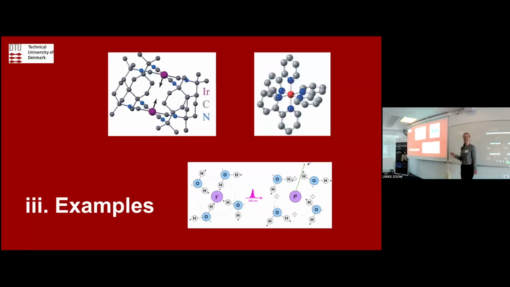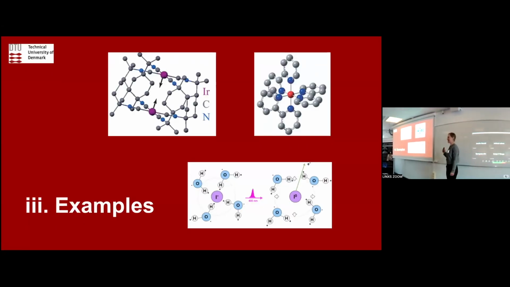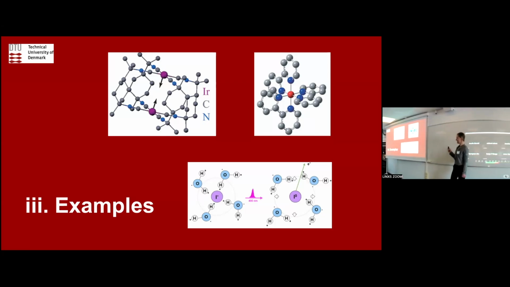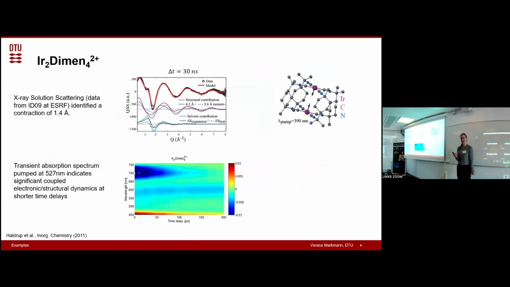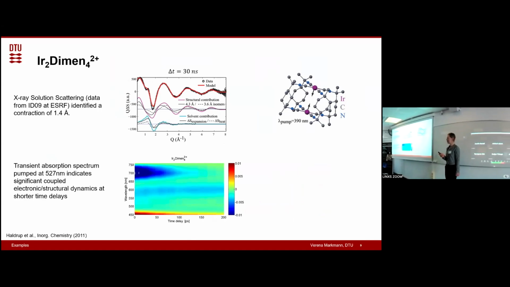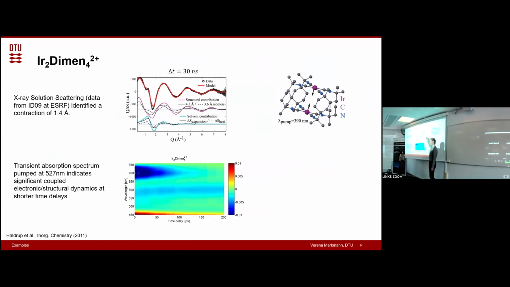Coming to the examples, the interesting part where we look at the science that happened over the last years. The first example I brought today is the molecule iridium dimer, which you can see up here, has 2 iridium atoms. And we know from simulations that upon excitation with a laser, this molecule contracts so that the iridium atoms come closer to each other.